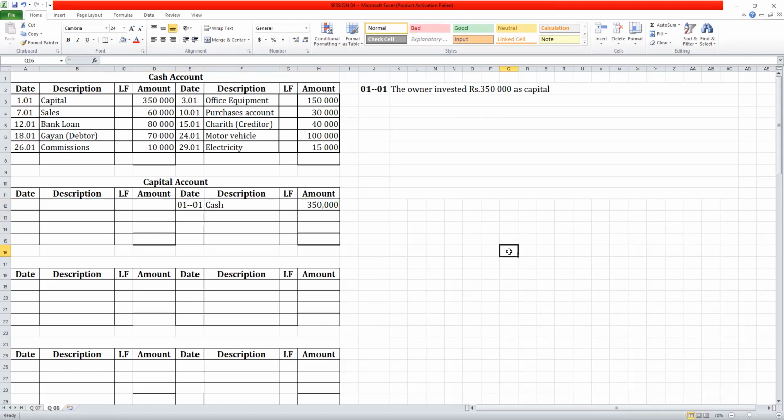Look at the next date. The next date is 3rd of January. Office equipment. Cash account is credited. Then office equipment has to be debited. Who can describe the second transaction? Can you describe the second transaction, children?